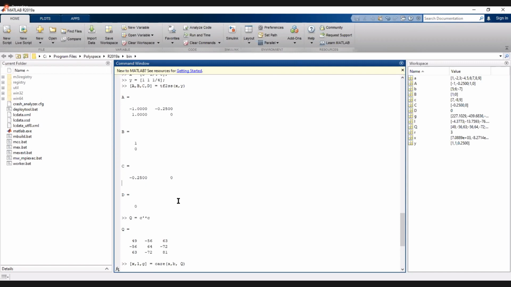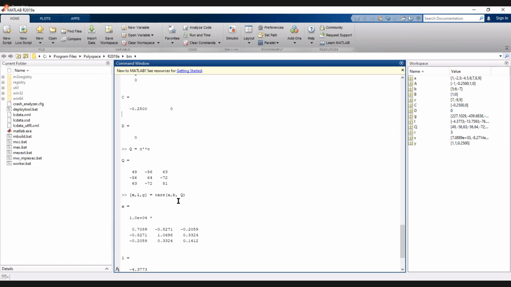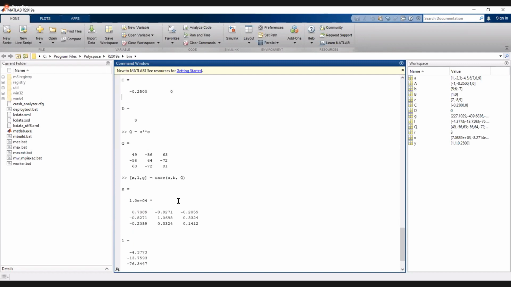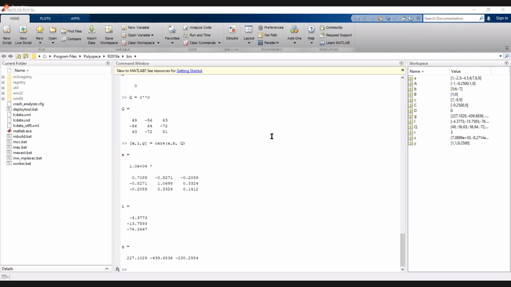Alright. So when you enter them in MATLAB, you see that it will give you the gains that you would use for the system. Alright. So now, thus ends the matter discussion for Modern Controls 2021.